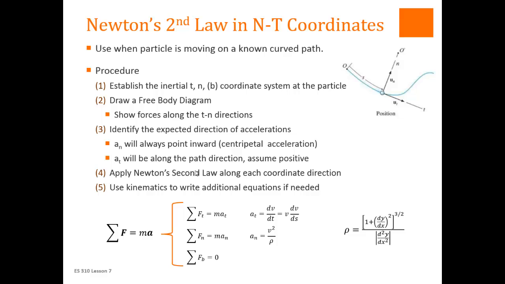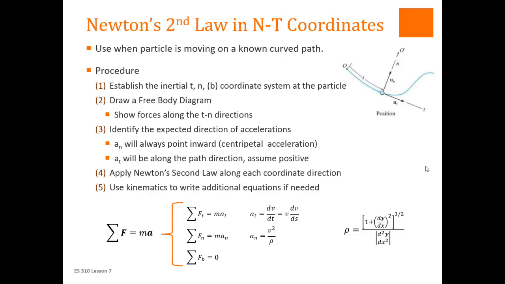So we're going to establish an inertial reference frame. In N-T, we're going to establish a normal tangential reference frame. We're going to draw our free body diagram showing all of our forces in the N-T directions and breaking up any force that isn't in the N-T direction into components along the N or the T. We're going to identify the expected directions of our accelerations. We have two components in this case, so a_n will always point inwards towards the center of curvature for the path, and a_t will always point in the path direction.